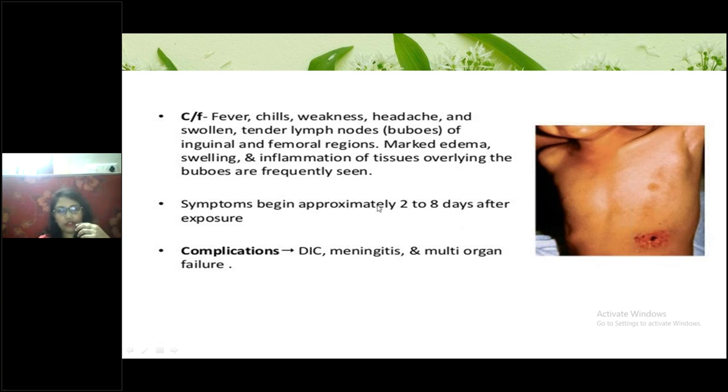The symptoms begin after about 2 to 8 days. You may remember about the bubo, the tender lymph nodes that occur wherever the bite of the rat flea is there. So in the nearby draining lymph nodes, the buboes will occur. And because of these buboes and the blackening of the body, after some time, the body will also become black. So these were the things which have been the scourge of humans since quite some time.